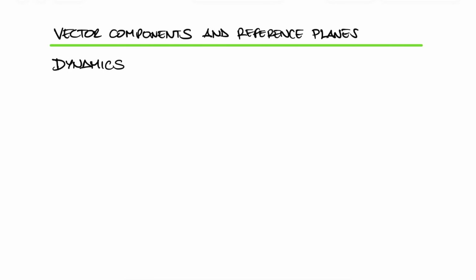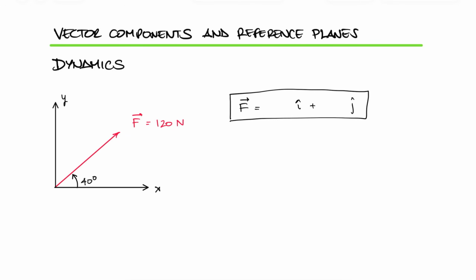A force vector F in a 2D plane has a magnitude of 120 newtons and is directed at an angle of 40 degrees counterclockwise from the positive x-axis. Determine the components of F in the standard horizontal vertical coordinate system.